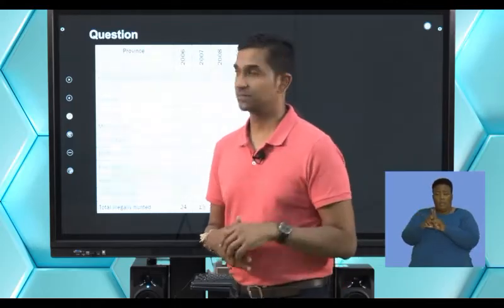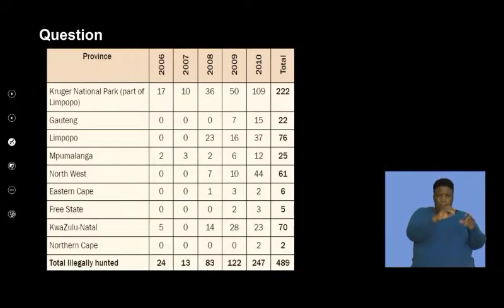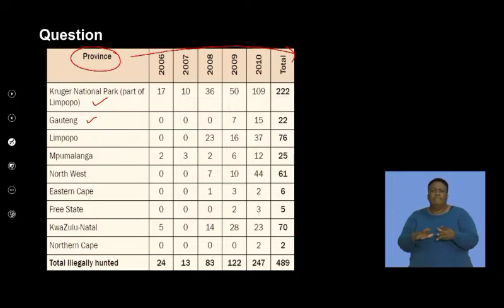So let's look at these stats and let's try and understand the impact that poaching has had in South Africa in the context of rhinos. So here the table below shows you the different provinces, and it shows you the number of animals that have been poached over 2006 till 2010. So we've got the Kruger National Park, we're seeing numbers from Limpopo, Mpumalanga, Northwest, the Eastern Cape, Free State, KwaZulu-Natal, Northern Cape, and these have been totaled as illegally hunted.